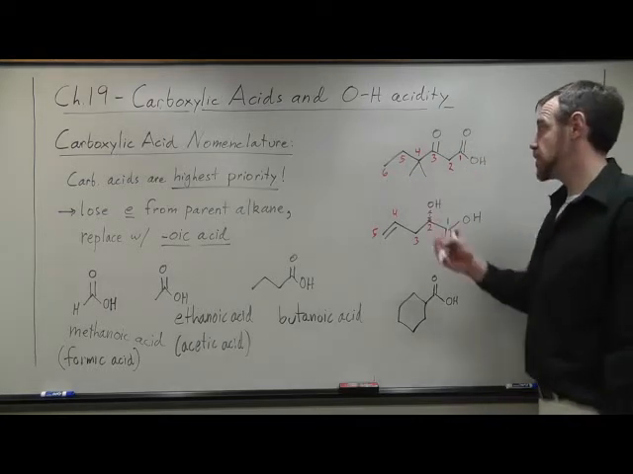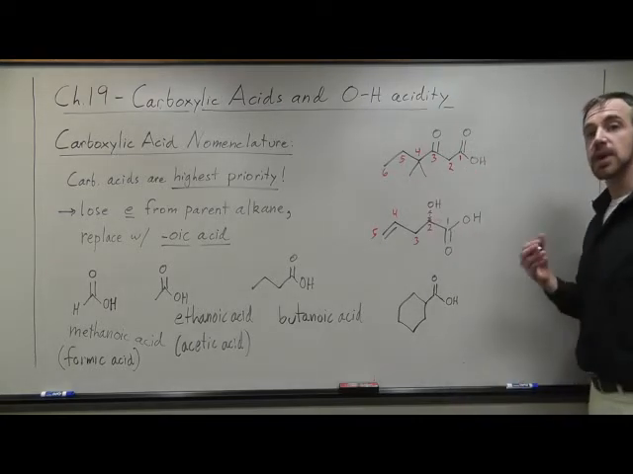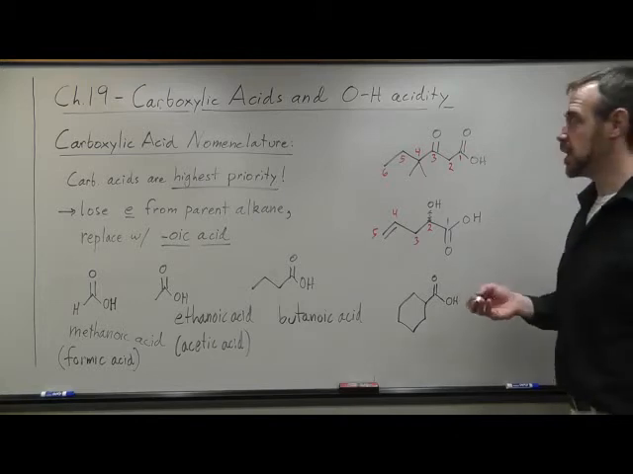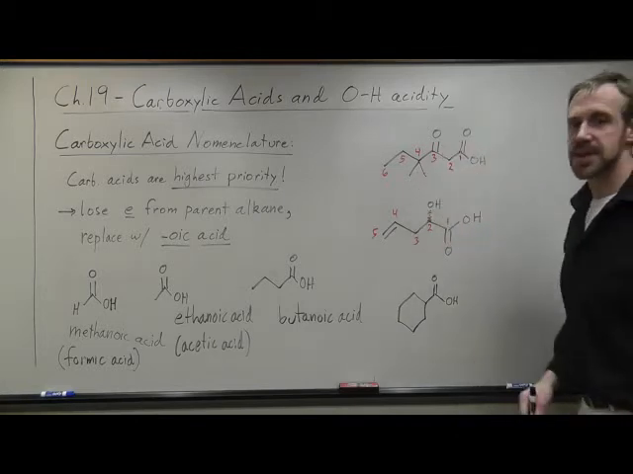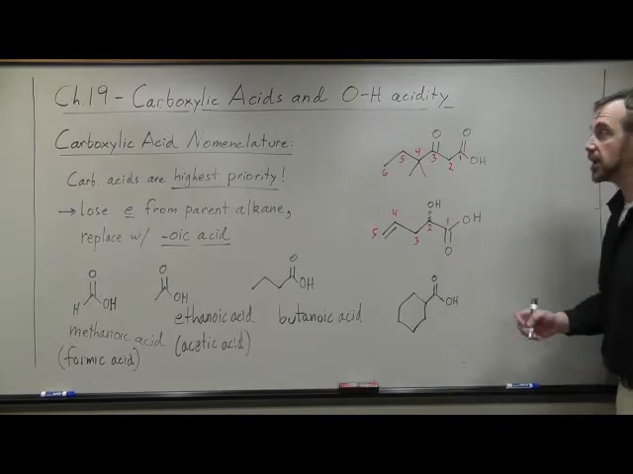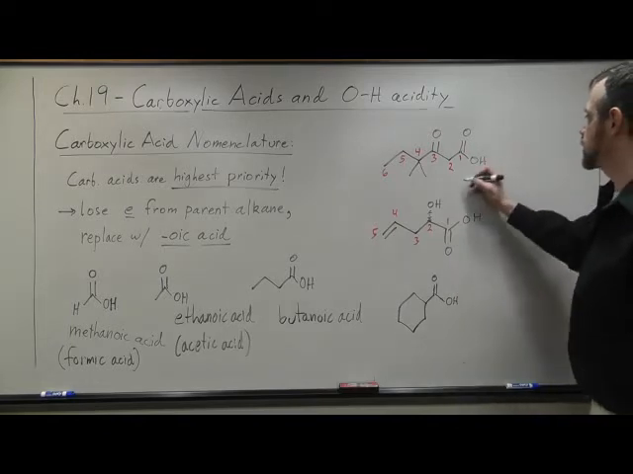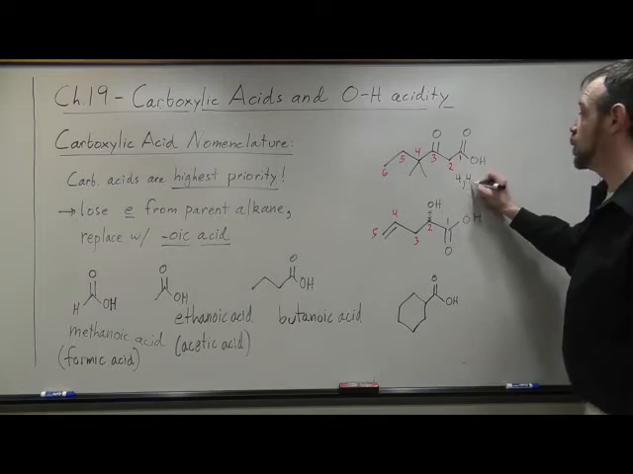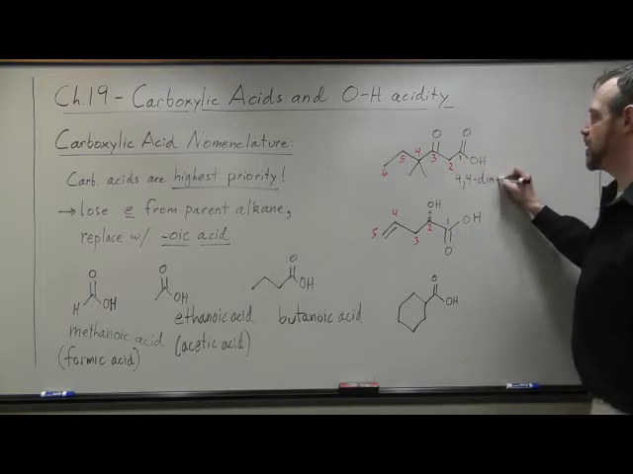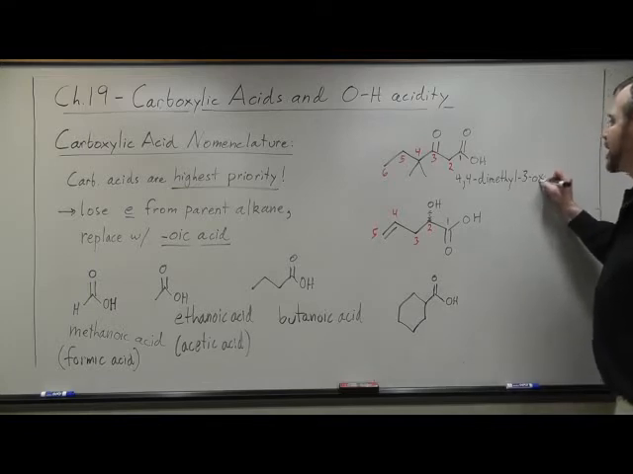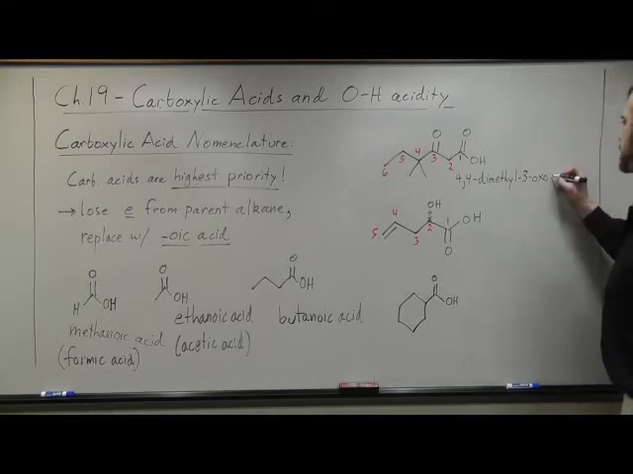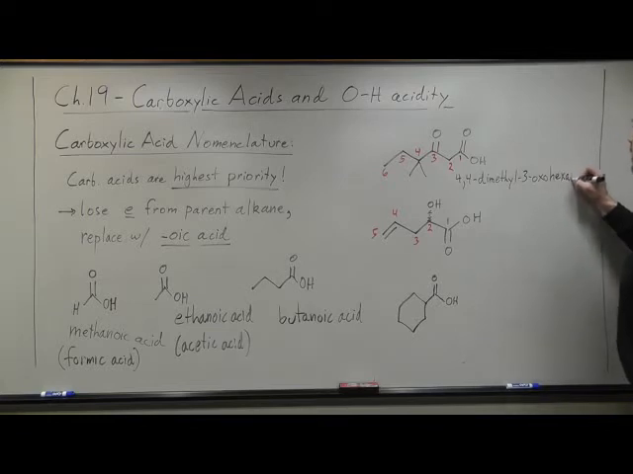If we have a 6-carbon chain, that would be hexane, so hexanoic acid would be the parent. We've got an oxo substituent and 2 methyl substituents. Since methyl comes first alphabetically, this will be 4,4-dimethyl, 3-oxo, hexanoic acid.